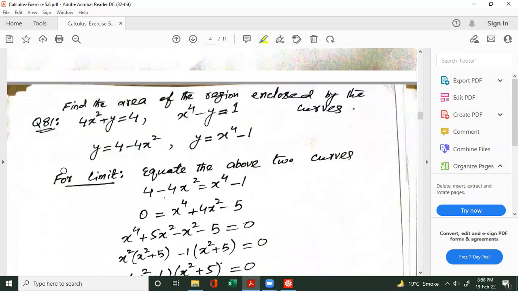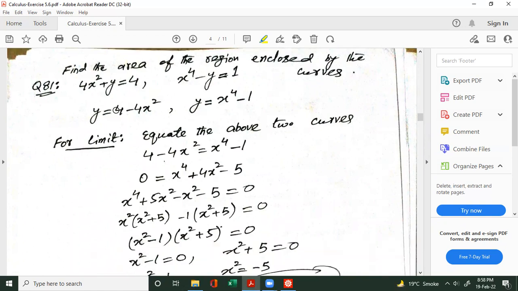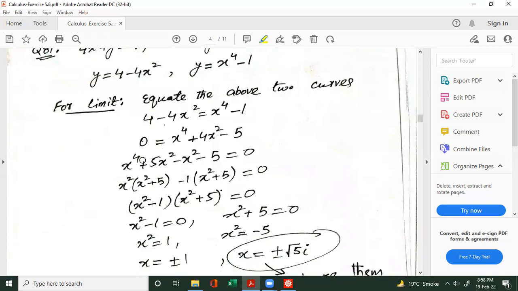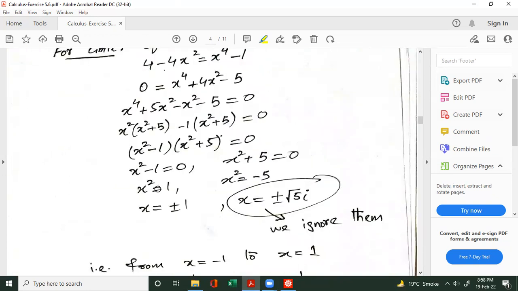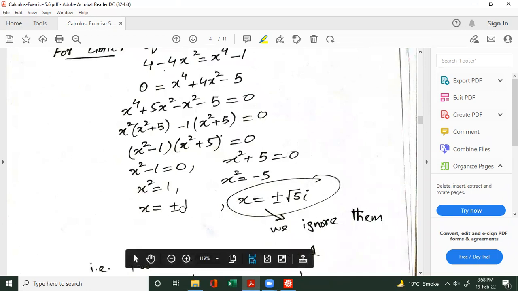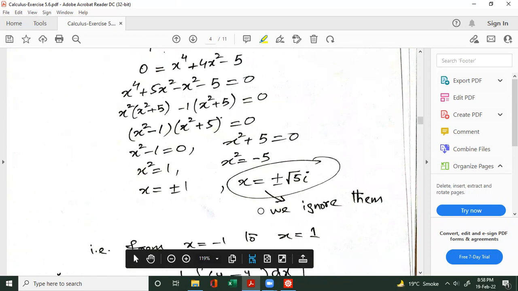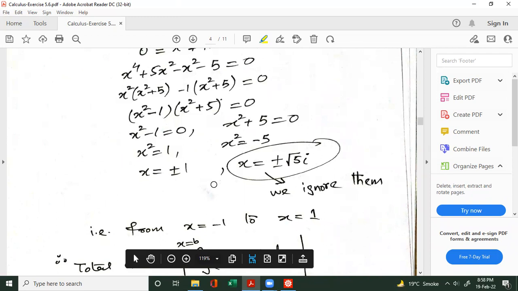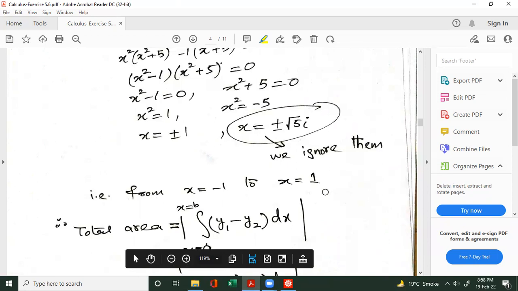Here I have written the solution. First I express y in terms of x. From the second curve, I also express y in terms of x. For the limits, I want to equate these two curves. So put 4 minus 4x square equal to x raised to power 4 minus 1. After that, I get a quadratic equation and solve it. I will get two real roots and two imaginary roots. So we need to ignore the imaginary roots. So x equal to -1 and +1 means that our limits are from -1 to +1.